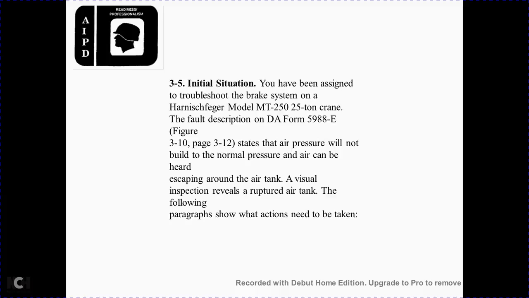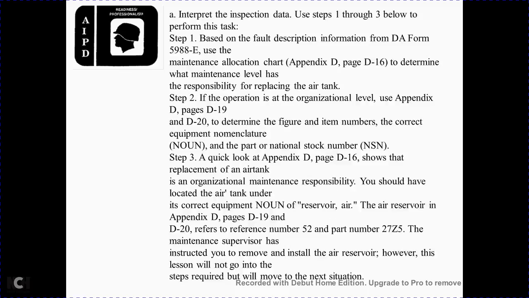3-5, the initial situation. You troubleshoot the brakes on the model with the MT-250, 225-ton crane with the fault description of DA Form 5988E. Figure 10: the air pressure will not build up. Normal air pressure can be heard with the shape of the air tank; a visual inspection is required. Reveal the ruptured air tank for the following paragraph showing the actions needed to be taken.